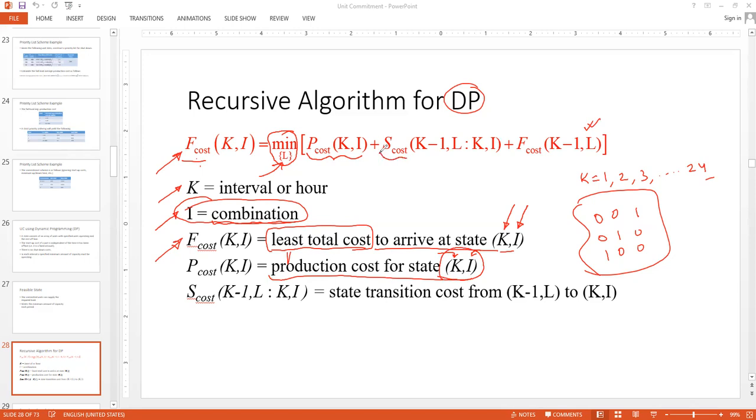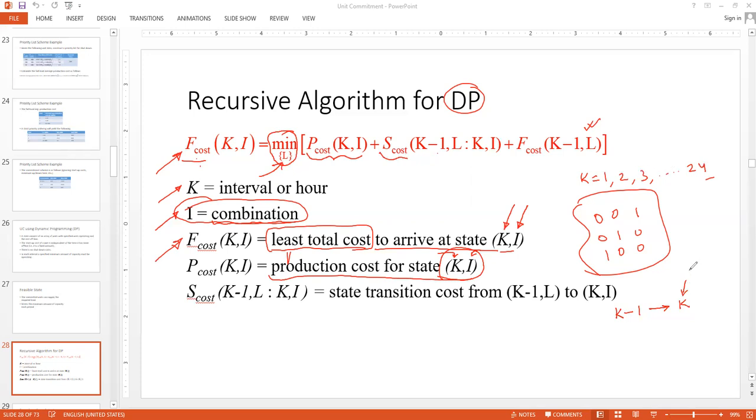S cost. So the S cost is a little different than P cost. How is it different? Let's see. It is basically a transition. You can see k minus 1 comma L. So we are having our transition from k minus 1 to k. If k is the current interval, and k is nothing but the hours, hour based intervals, so k equals 1, 2, 3 up to 24.